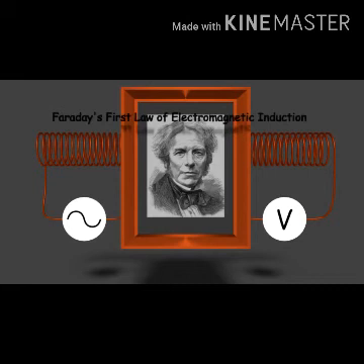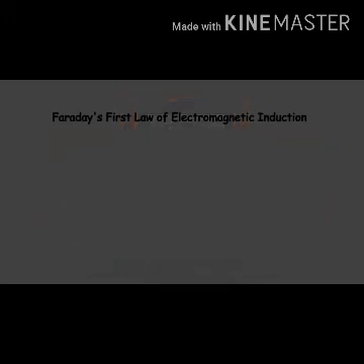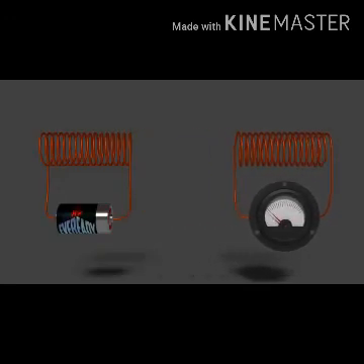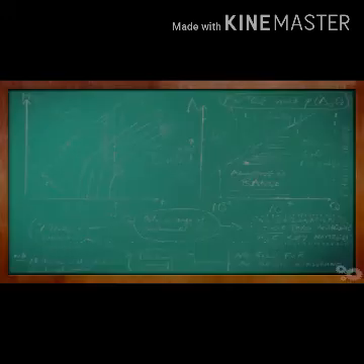This phenomenon of current induced in a coil was first observed by Michael Faraday, and he stated a law. When a conductor links with a changing magnetic flux, there is a voltage induced in it.